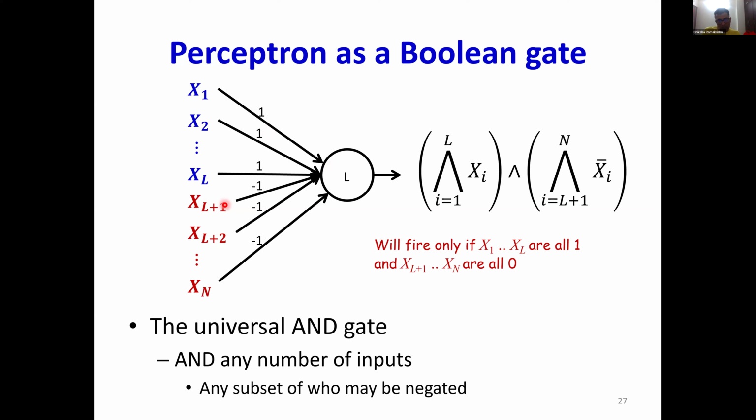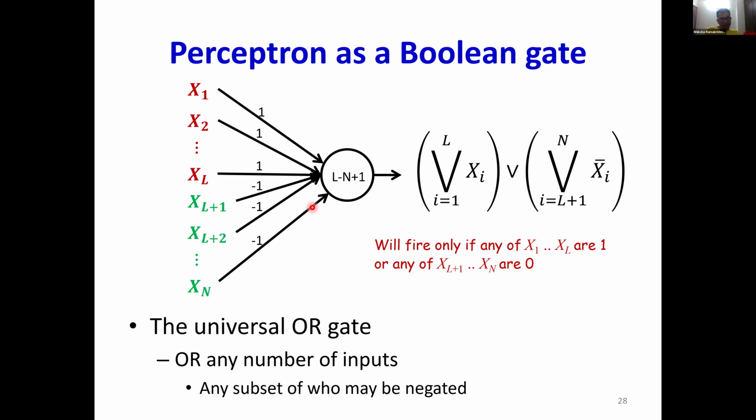Now, if any of these becomes a 1, what happens to the total coming here? Does it increase or decrease? It decreases. It becomes L minus 1. If any of these becomes a 0, it's also less, so also a decrease. Correct? So the only condition under which the total input matches L is if the first L are all 1 and the remaining are all 0. So here's a perceptron. This is a universal AND gate. You give me an AND clause with a certain number of acceptances and negations, and I can build a perceptron for it.